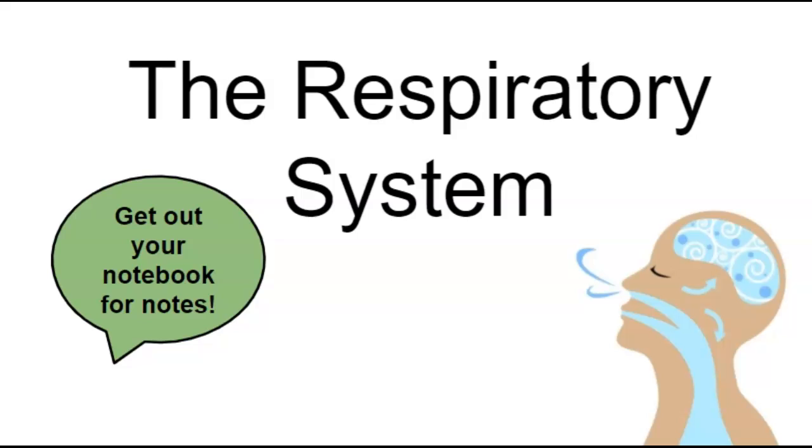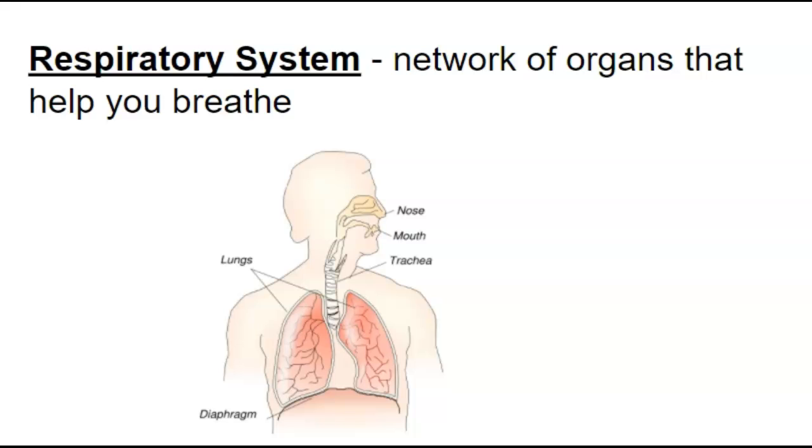Today we're going to be talking about the respiratory system, and specifically we're going to be talking about the parts of the respiratory system. In order to talk about the respiratory system, we first have to talk about what the respiratory system does. Many of you probably know that the respiratory system includes your lungs, but it includes a lot of other things. So the first thing we're going to write down in our notebook is that the respiratory system is a network of organs that help you breathe, which is probably something that you already knew.